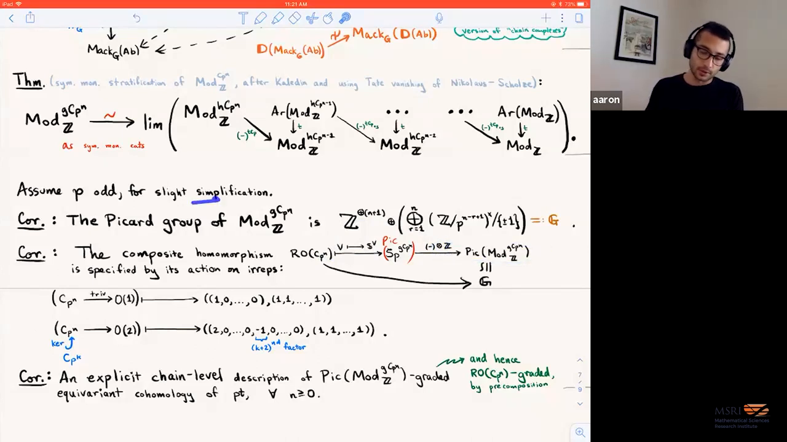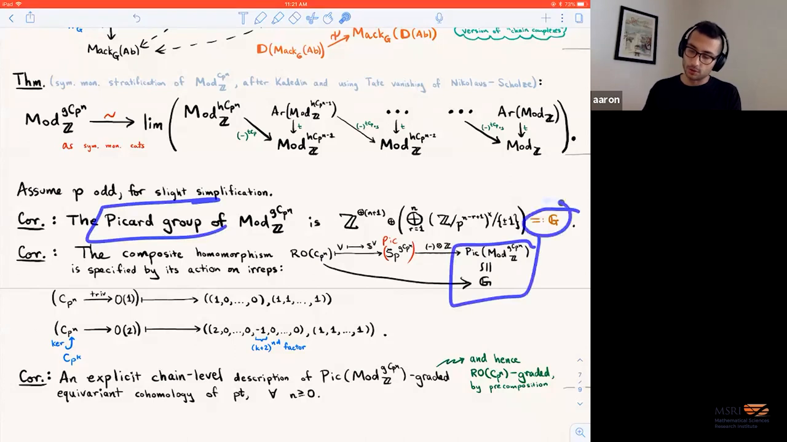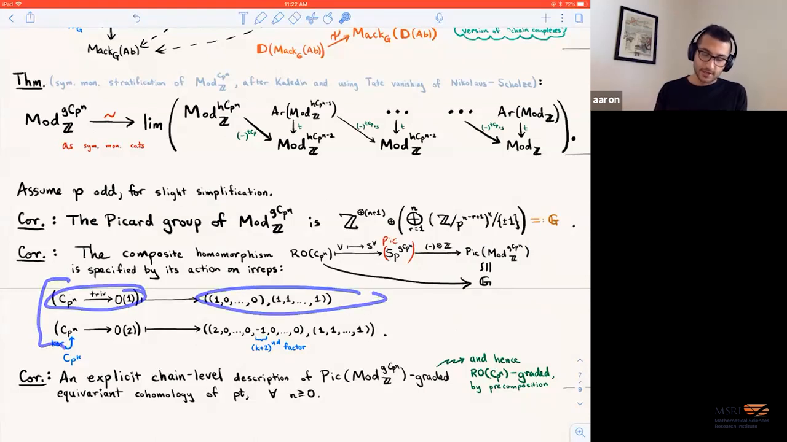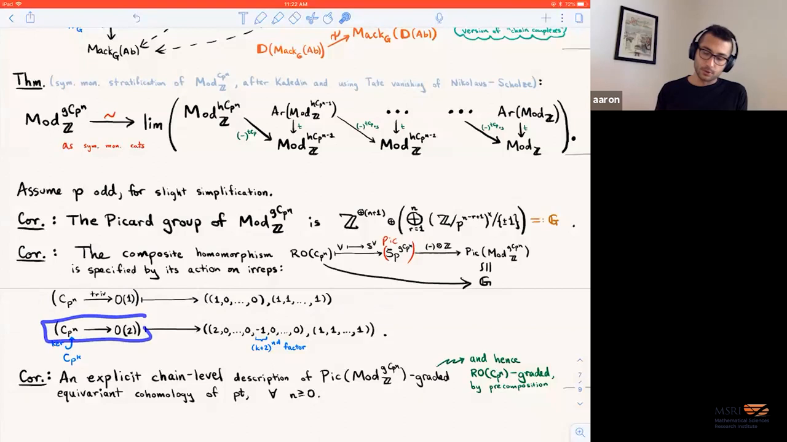And look, just a moment ago, I identified this Picard group as this thing G. It's this big direct sum, but finite. And we can completely describe in these terms of these vectors the composite homomorphism from RO(C_{p^n}) to this Picard group. And it looks like this. Well, it's totally specified. C_{p^n} is semi-simple over R, so it's totally specified by its action on irreducible representations. This is freely generated as an abelian group by them. And it's this. Well, the trivial representation goes to this vector, and a two-dimensional irrep goes to that vector.